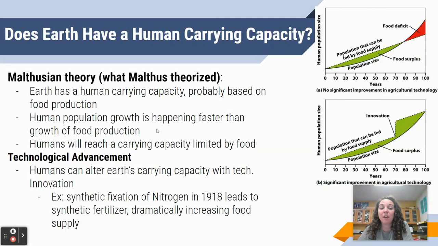Today, we have this biologist, E.O. Wilson, and his theory, the leading theory right now, is that we will reach a carrying capacity, but it won't be because we run out of food necessarily. It's going to be because we run out of enough space to grow that food. But who knows? Maybe we'll find a way around that, just like we did with Malthus's theory. But E.O. Wilson's estimated population carrying capacity for humans is around 10 billion, which is a little scary because we're getting pretty close to 8 billion right now.